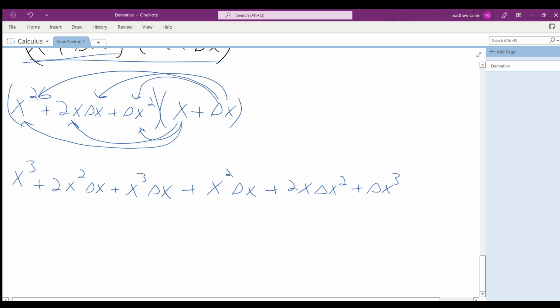Okay, let's see if we can combine anything, and it looks like we can. We have something here with x squared and a delta x, and an x squared and a delta x. Since we have two of these here and one of these here, we now have 3. So this whole thing is going to equal x cubed plus 3x squared delta x. And now we also have, let's see, that might be all we can do.